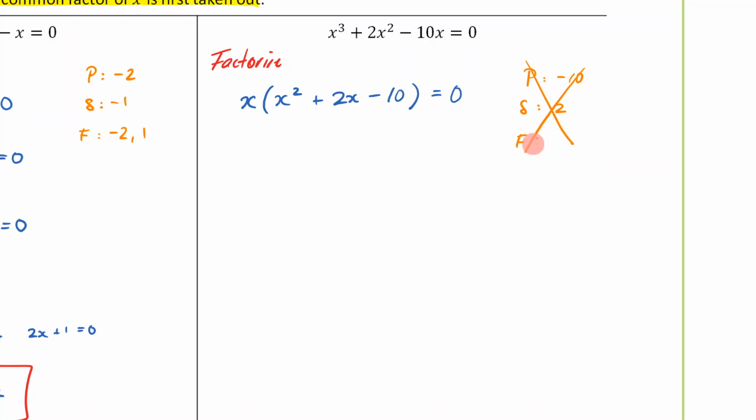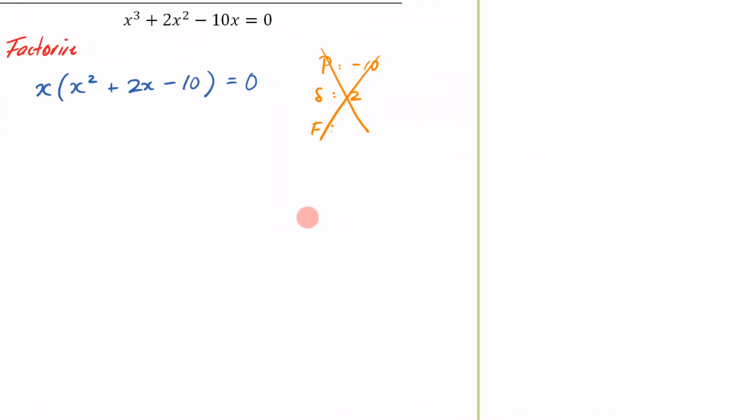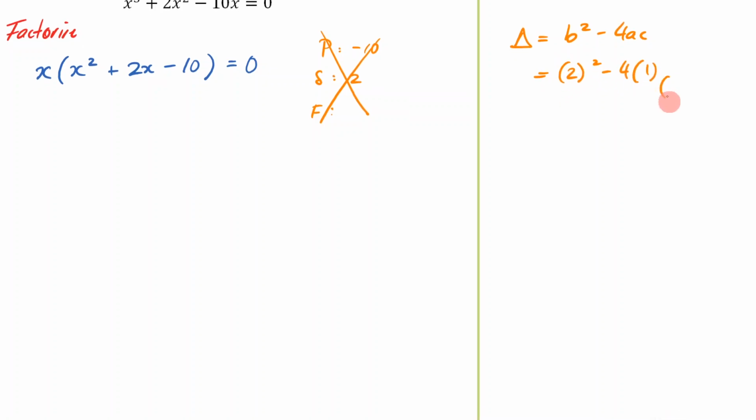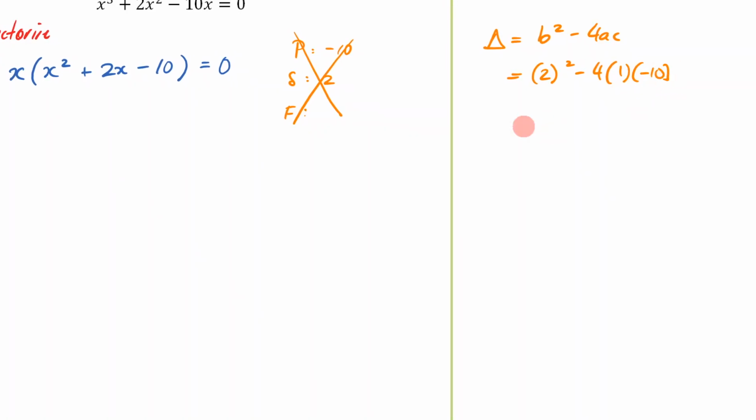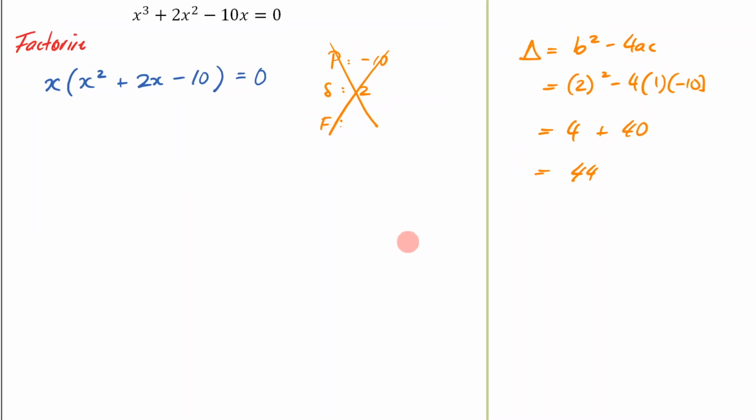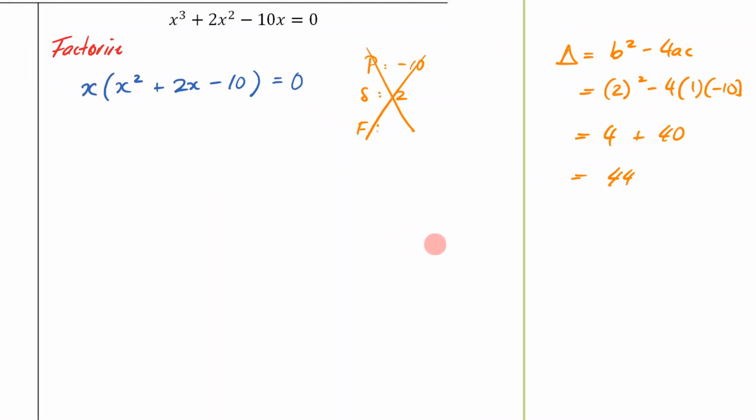So you might be thinking, can this be factorized at all? And just to prove to yourself that it can be, you'd look at your discriminant. So b in this case is going to be 2, so it's going to be 2 squared minus 4. A is 1, and c is negative 10. So that means I'm going to get 4 plus 40 is equal to 44. So it definitely can be factorized because I've got a positive discriminant, but it just can't be factorized in this way.